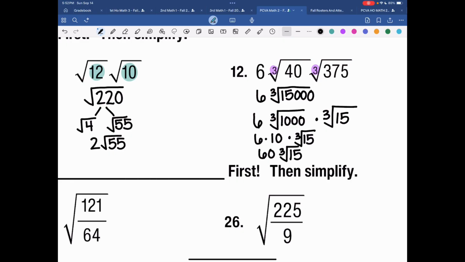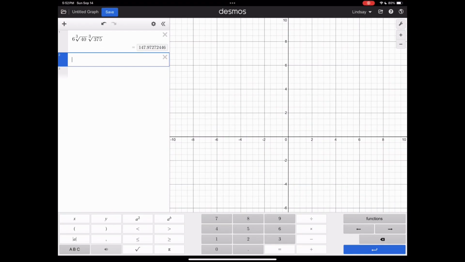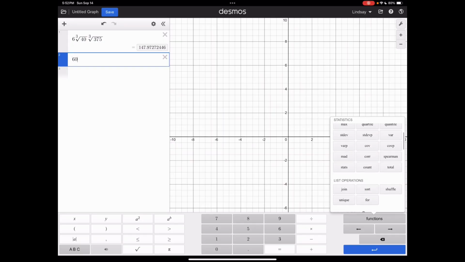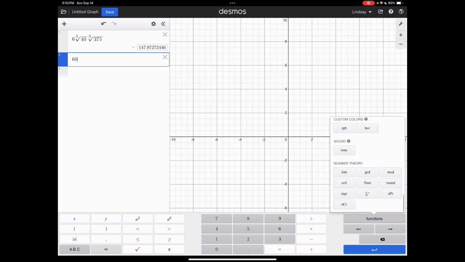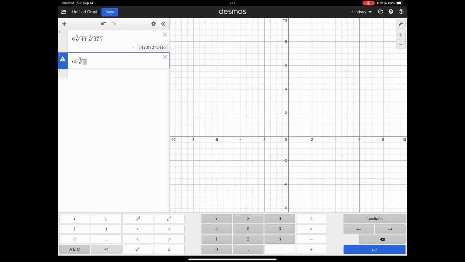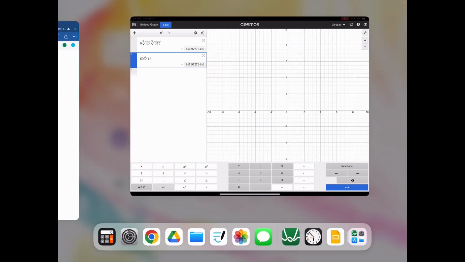And again, we can check that in Desmos. I already put the problem in there. But we can put 60, and then we're going to select the cube root function. It's under functions. Scroll way down until you see where it has n as the index. And then you're going to put in 15, and we can see that that does, in fact, match up.